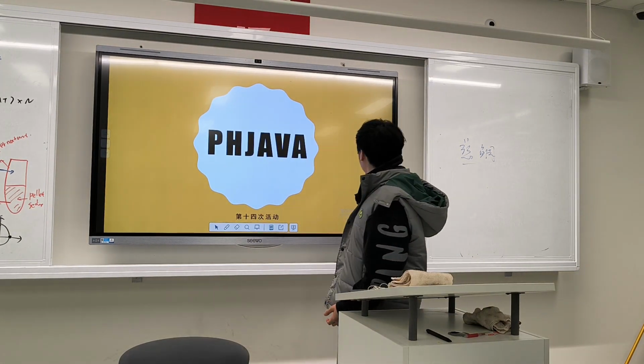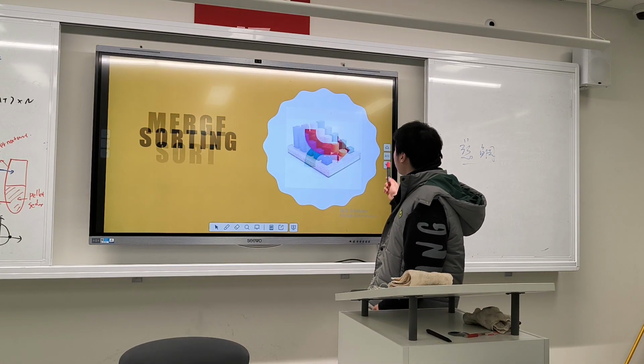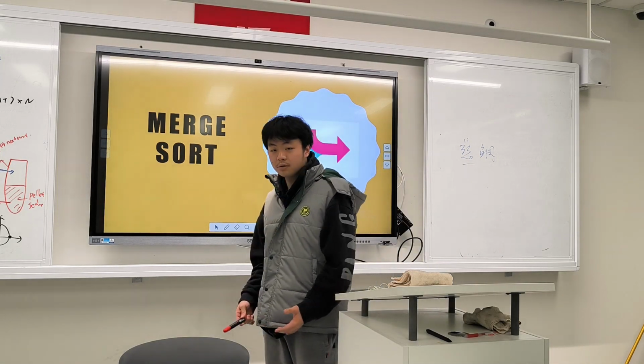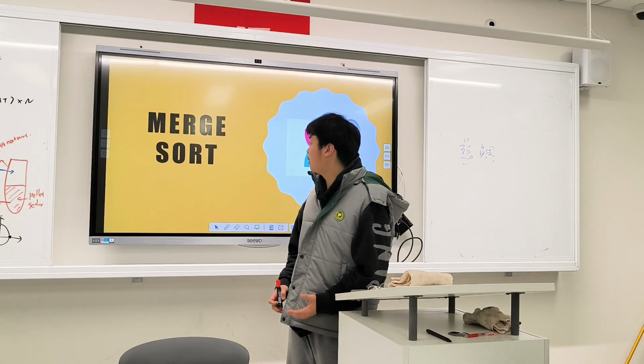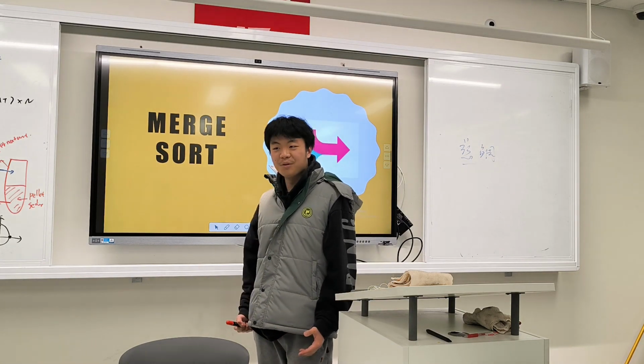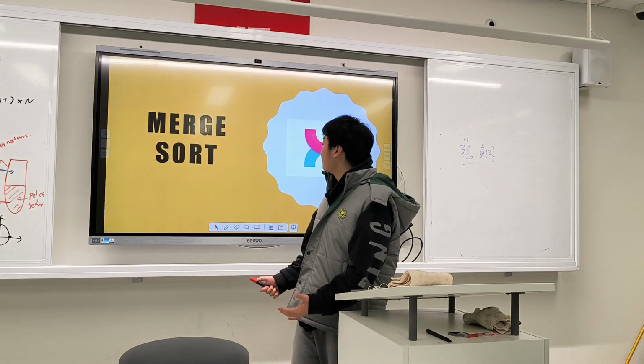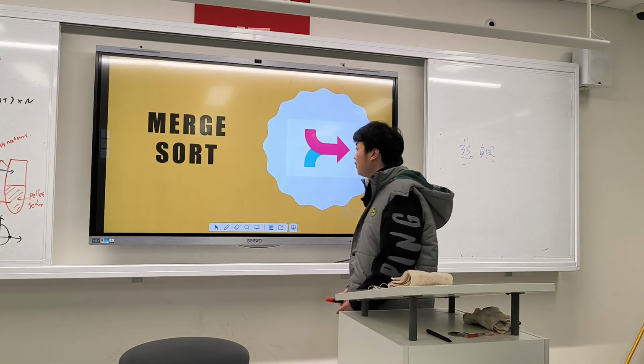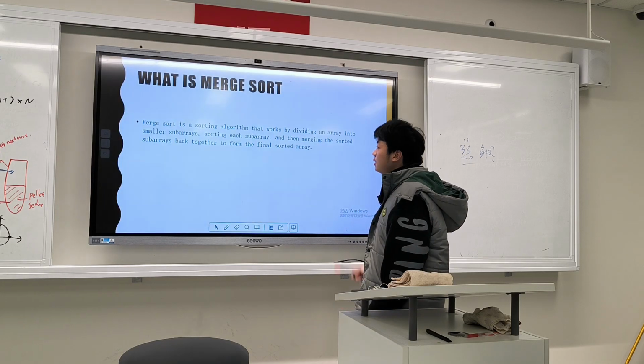Use this sorting stuff, and this time we'll talk about two types of different sorting algorithms that will be more efficient but also more difficult than those that we have discussed before. So the first one is called merge sort.